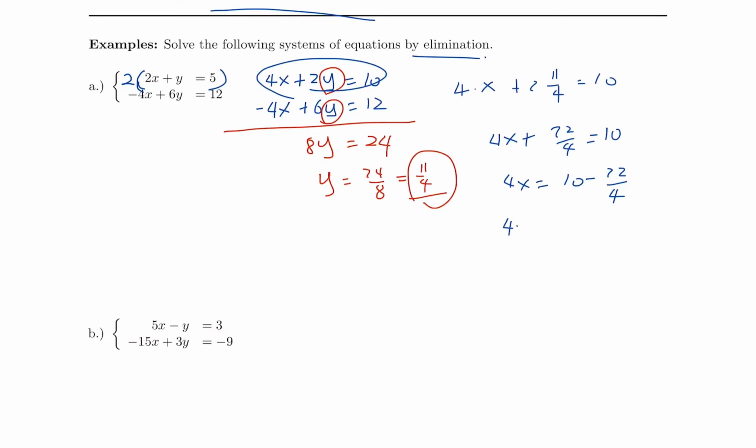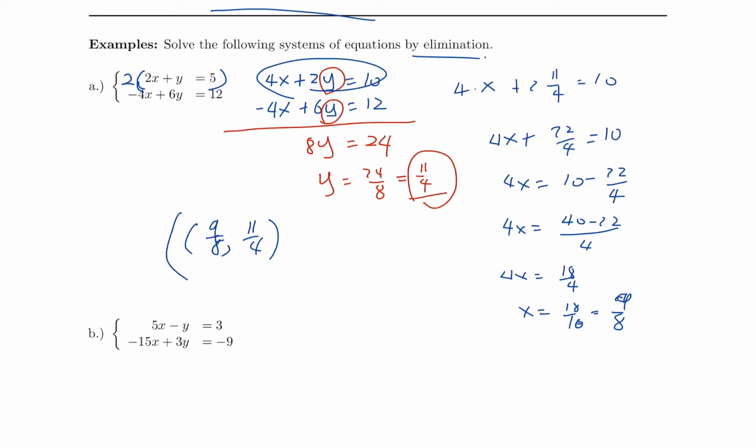So let's find a common denominator, which gives us 40 over 4 minus 22 over 4. 4x equals 18 over 4. X equals 18 over 16, which is 9 over 8. So our solution is 9 over 8, comma 11 over 4. It has one solution, and this is the one solution. Okay. So this is how elimination works.